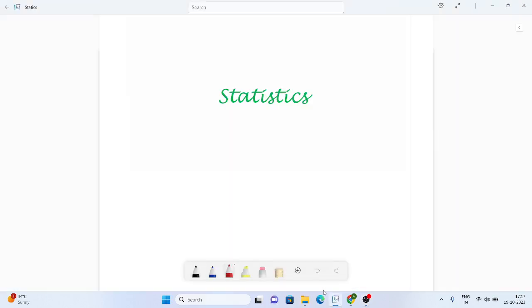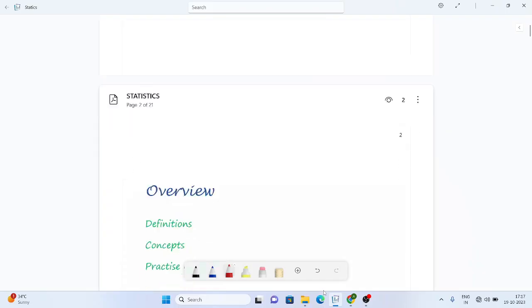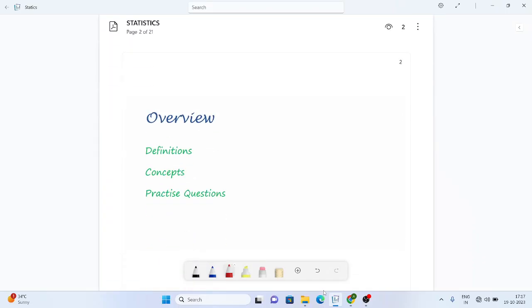Hello. So we are going to start with a new topic which is statistics. Okay. So what we are going to cover in statistics. So let's take an overview. First we are seeing the definition of terms in statistics like mean, median, mode, standard deviation and range. Then concepts related to these definitions, and after that we do some practice questions on mean, median, mode, range and standard deviation, which will further clarify your doubts and concepts on this topic.